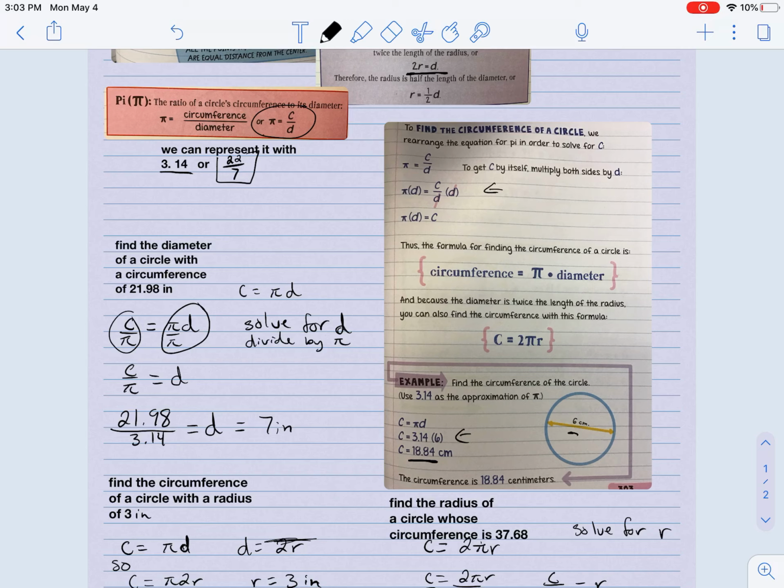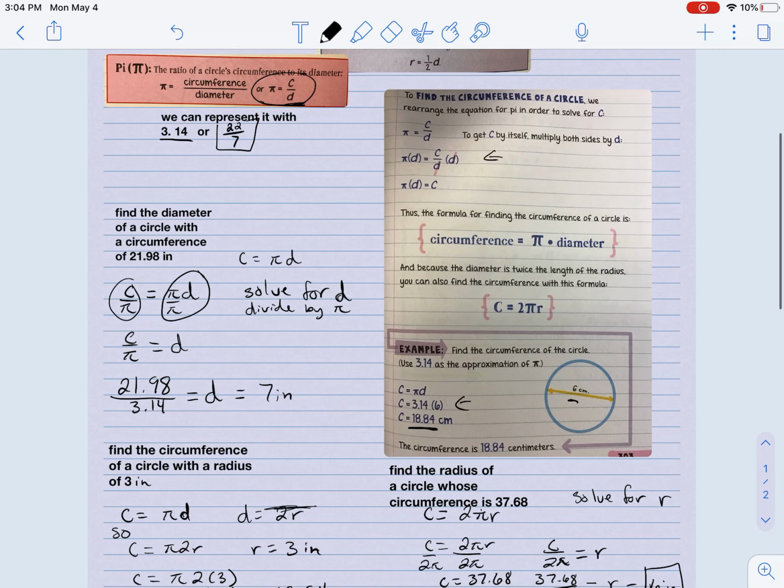Once again, we rewrote the pi ratio equation up here so that we can solve for d. Now, we know the circumference is 21.98, and we know that pi is 3.14. When you take 21.98 divided by 3.14, you get 7 inches. So these are the two steps: one, to find the circumference with a given diameter, and two, how to find the diameter from a given circumference.